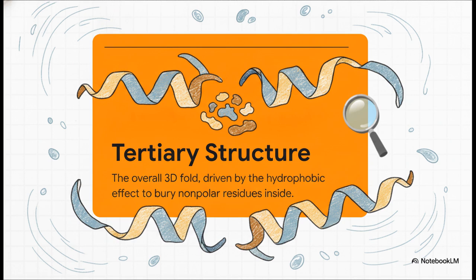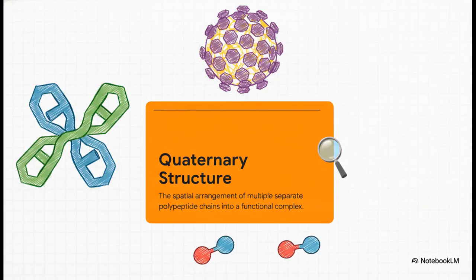Since the inside of a cell is an aqueous, watery environment, the protein actively folds itself to hide its nonpolar, water-hating amino acids deep inside a central core. That leaves all the water-loving, polar residues safely on the outside surface. But for a lot of proteins, the tertiary structure isn't actually the end of the story.